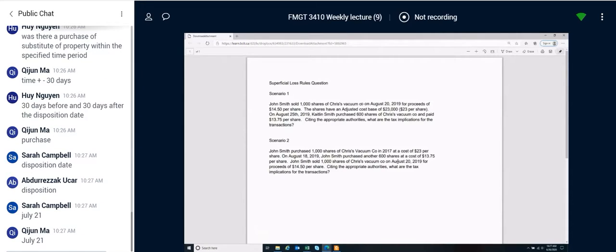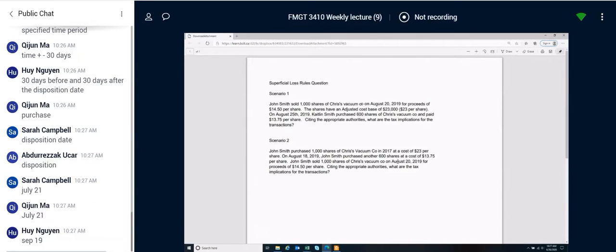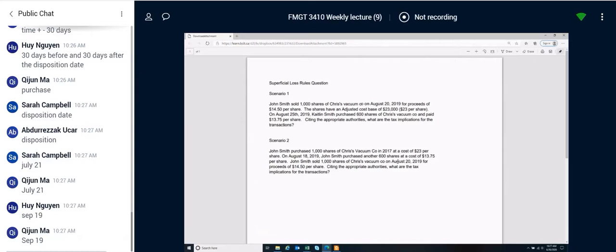And then what's my 30-day after point? Okay, so there's my 30 days before, there's my 30 days after. Remember, it's a 61-day period, because the date of disposal is another date. So if you go through that, between those timelines, July 21 to September 19, was there a purchase? Yes, there was a purchase. So what's your third trigger?